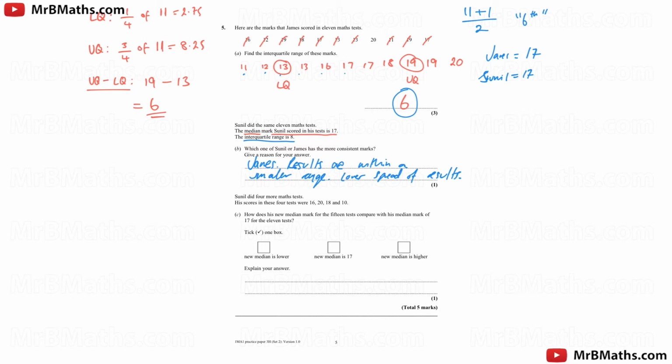Well, now we've got Sunil did 4 more maths tests. His scores in these 4 tests were 16, 20, 18 and 10. So if we just arrange that to 10, 16, 18 and 20. How does his new median mark for the 15 tests compare with his median mark of the 17 for the 11 tests? So he's got his previous test results, and now these results here being added into it. Okay, now rather than rewrite everything and add these in, what we can do is figure out the median of our new data.